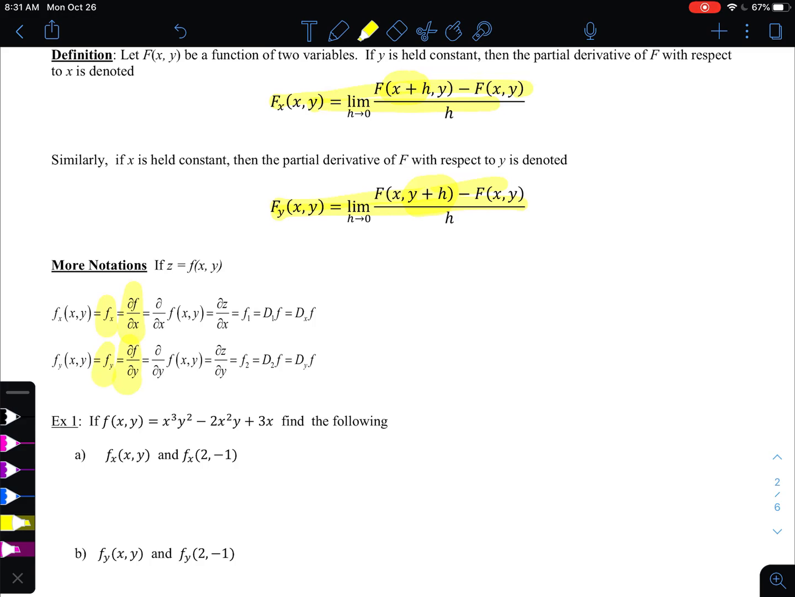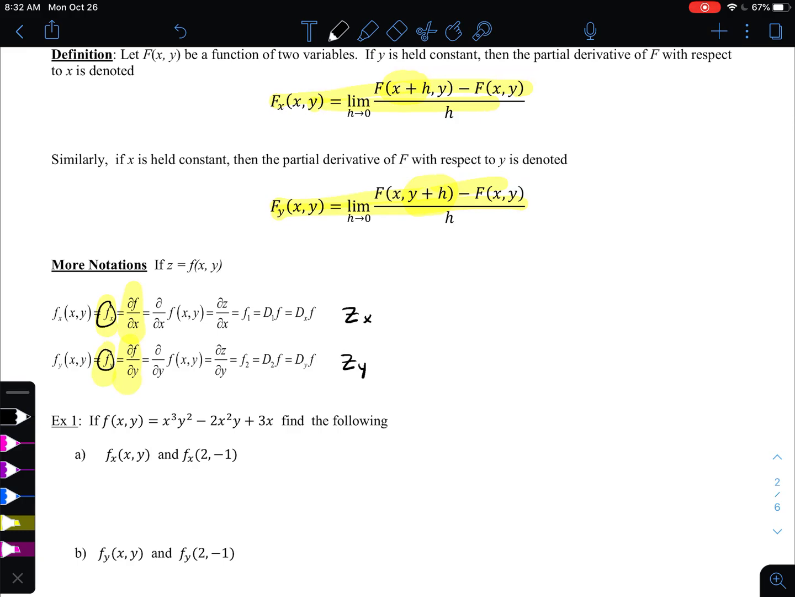And yeah, you might also see zx and zy, as a substitute for f.